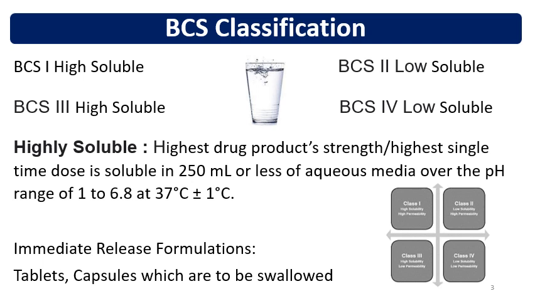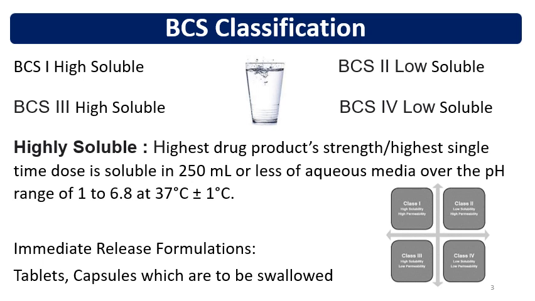BCS class 1 and BCS class 3 are in the highly soluble category. BCS 1 is with high solubility and high permeability and BCS 3 is with high solubility and low permeability. High solubility means the highest drug product strength and the highest single time dose is soluble in 250 ml or less of aqueous media over the pH range of 1 to 6.8. Somewhere you will get the information like 1.2 to 6.8. So more or less these definitions are the same.